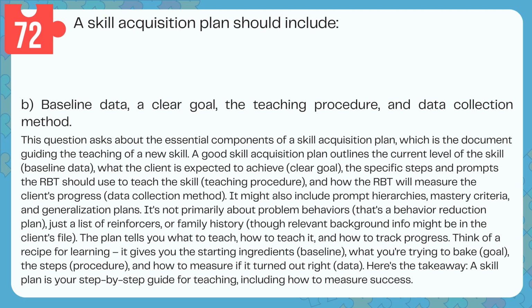This question asks about the essential components of a skill acquisition plan, which is the document guiding the teaching of a new skill. A good skill acquisition plan outlines the current level of the skill, baseline data, what the client is expected to achieve, clear goal, the specific steps and prompts the RBT should use to teach the skill, teaching procedure, and how the RBT will measure the client's progress, data collection method. It might also include prompt hierarchies, mastery criteria, and generalization plans. It's not primarily about problem behaviors, that's a behavior reduction plan, just a list of reinforcers or family history, though relevant background info might be in the client's file.